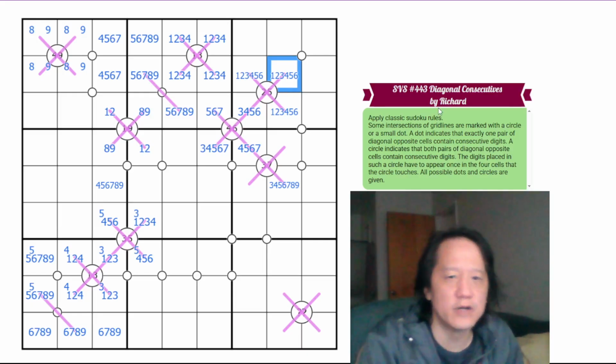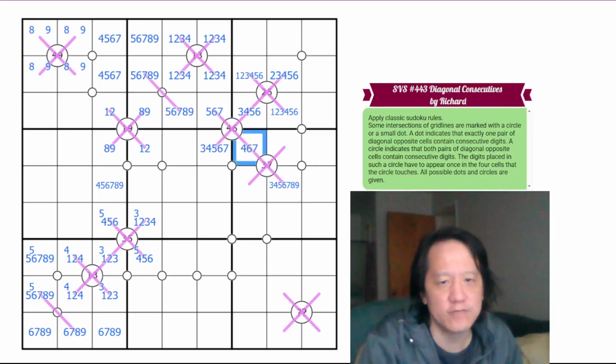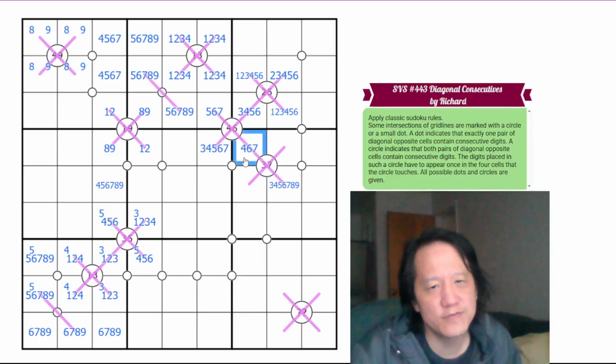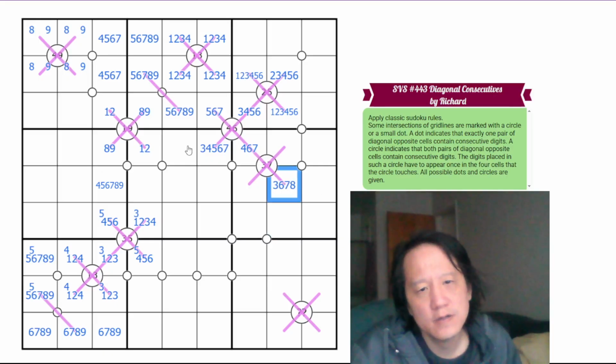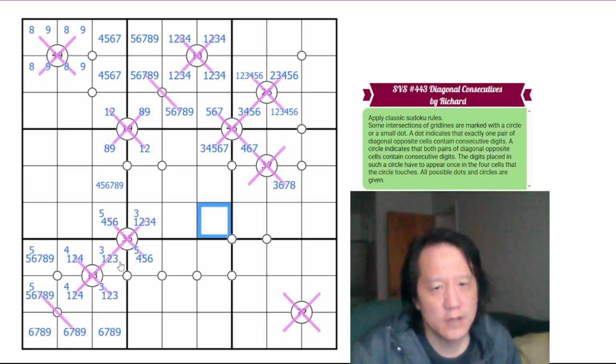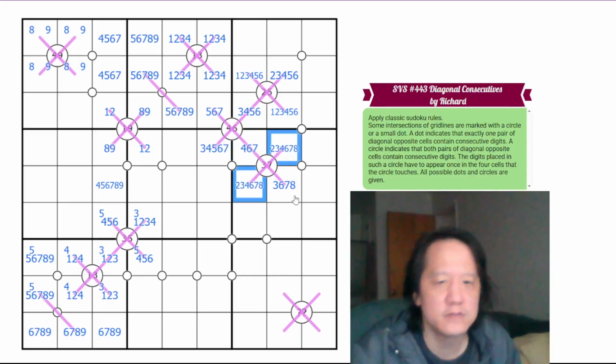Obviously, this can never be 1 here, because if this is 1, that would force this to be 2, but that's not possible because this can't be 2 to be consecutive with 4 or 6. 3 can be consecutive with 2 or 4, so this cannot be 5. So it's either 3, 4 that way. This can't be 4, 5. This cannot be 9. This again has to be 2, 3, 4, or 6, 7, 8 to be consecutive.